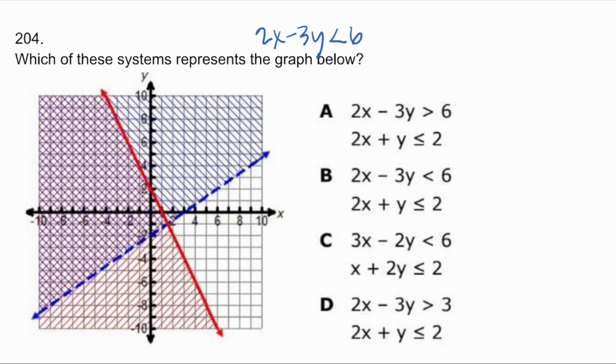Either way, this inequality on the left in blue will be equivalent to y is greater than 2/3 of x minus 2, regardless of how you're going to solve it. And since I need that to be 2x minus 3y less than 6, I know it's going to be answer choice B. Okay, so that one was a little tricky. I'll admit, I got tricked on this one the first time I worked it.